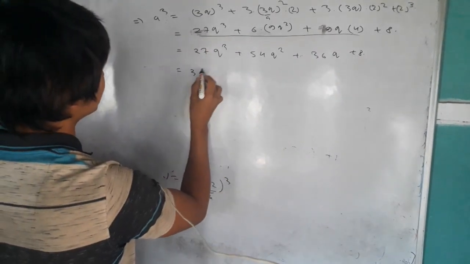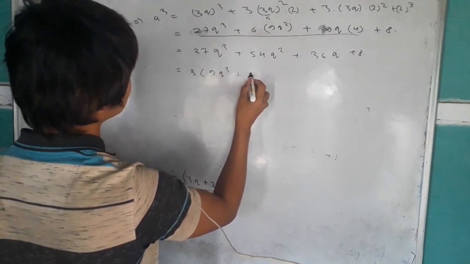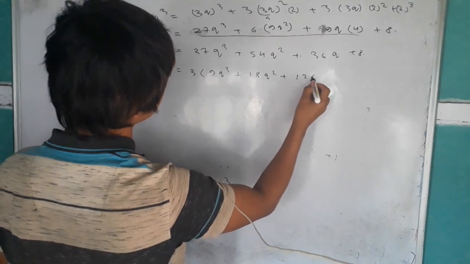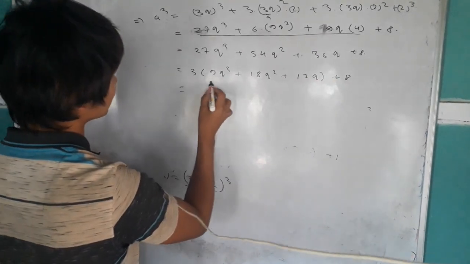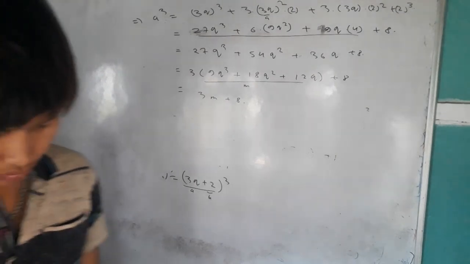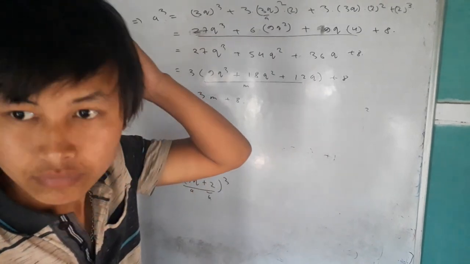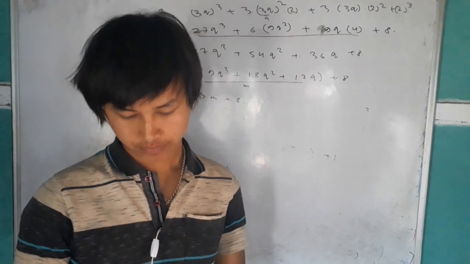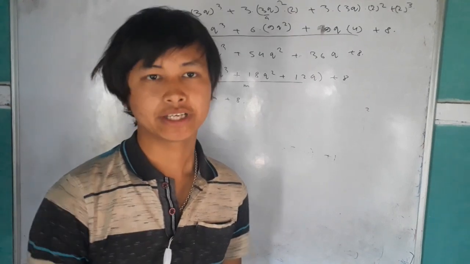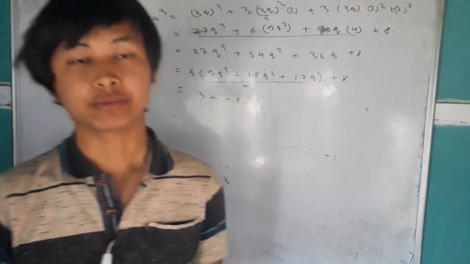We'll take out 3 as a common: 3 nines is 27q cube plus 3 eights is 24q square plus 3 into 12 is 36q plus 8. Or we can write this as 3m plus 8, where m is some integer. So you may write the cube of any positive integer is of the form 9m, 9m plus 1 or 9m plus 8. So thank you all, and we'll see you in the next lecture, the fundamental theorem of arithmetic. Okay. Thank you all.